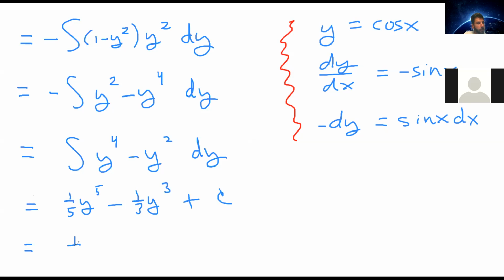And then all that remains is that we replace y with its corresponding x, which is cosine. And we have officially integrated sine cubed cosine squared. There's a few comments we have to make about this before we go anywhere. But if you have a question, please let me know.